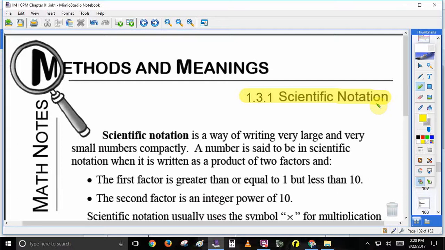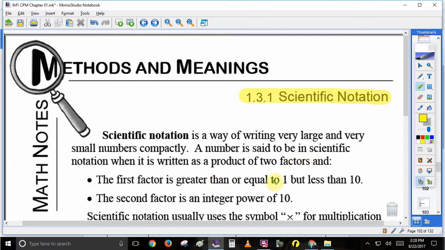Scientific notation is a way of writing very large and very small numbers. If you think about your scientists, right, they've got to measure atoms and they've got to measure stars, and both of those are pretty extreme. Atoms are super tiny, stars are super big, so we need to come up with a way to represent those numbers easily. The way we're going to do that is we're going to write that number as the product of two factors. In other words, two things multiplied together.